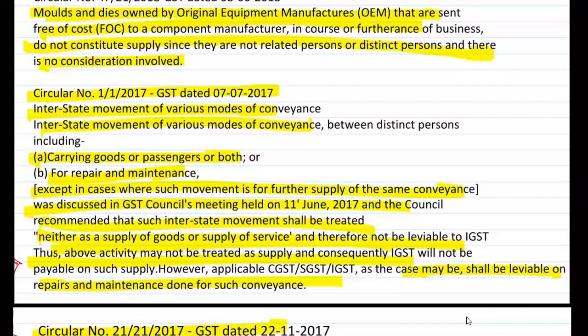Why? Why did they have to say this? Why did the government need to bring this out? Can anyone help me out? Let me see.